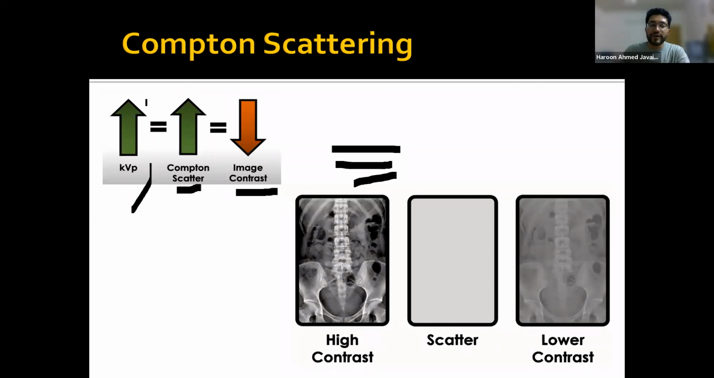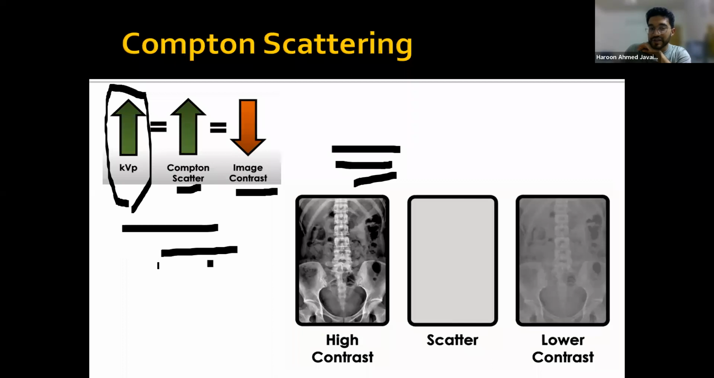Okay, now over here, this thing is basically telling you the higher the KVP that you have, the more Compton scatter that you have. This is an additional picture. It's not related to your course, so forget about it. Don't get into this detail. This was basically a guy on YouTube trying to explain how to reduce Compton effects, okay?